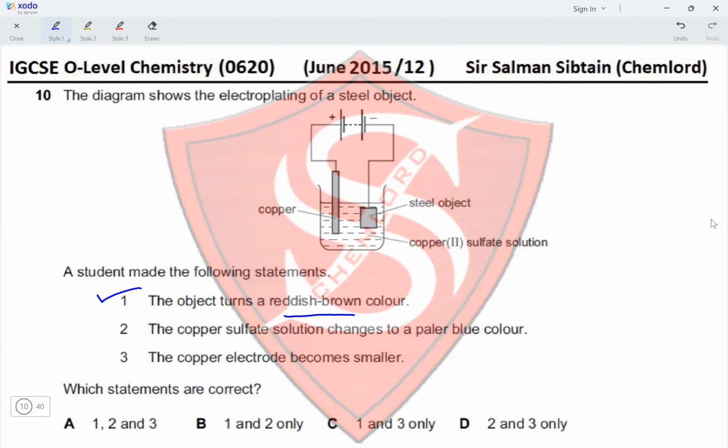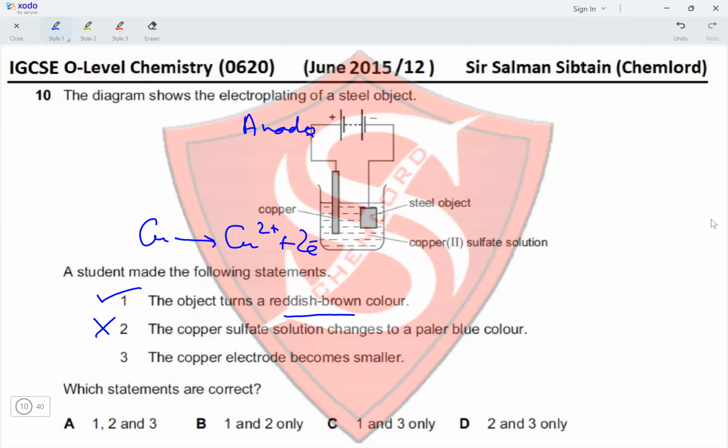The copper sulfate solution changes to a paler blue color. We have a copper sulfate solution, but we also have a copper anode. This is the anode. So we would have copper going to copper 2 plus ions when the reaction occurs. So there would be a constant supply of copper ions in the solution. So the color of the electrolyte will not change. So this statement is incorrect.